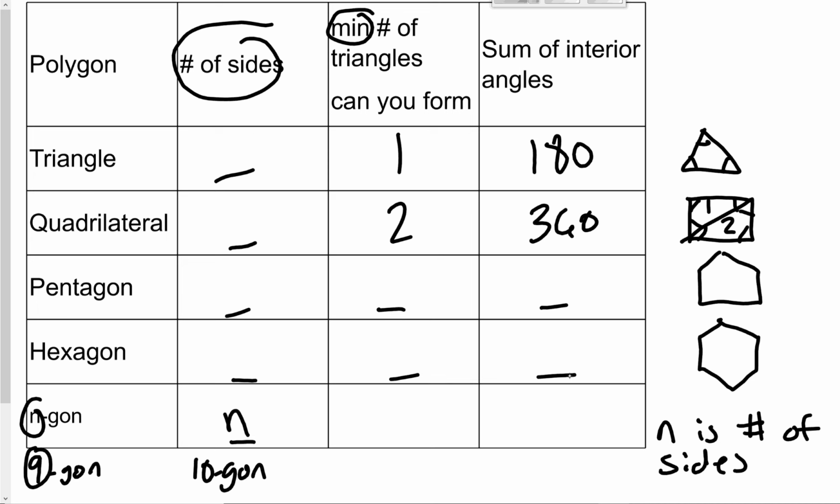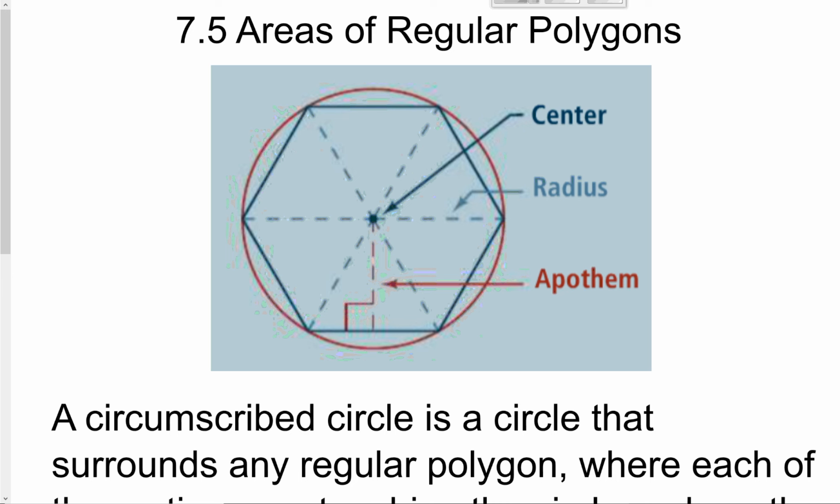Okay, and see if you can come up with the formula for number of triangles and the sum of all the interior angles. So you're coming up with the formula for this. Okay, and that's what it's going to look like in talking about areas of regular polygons.